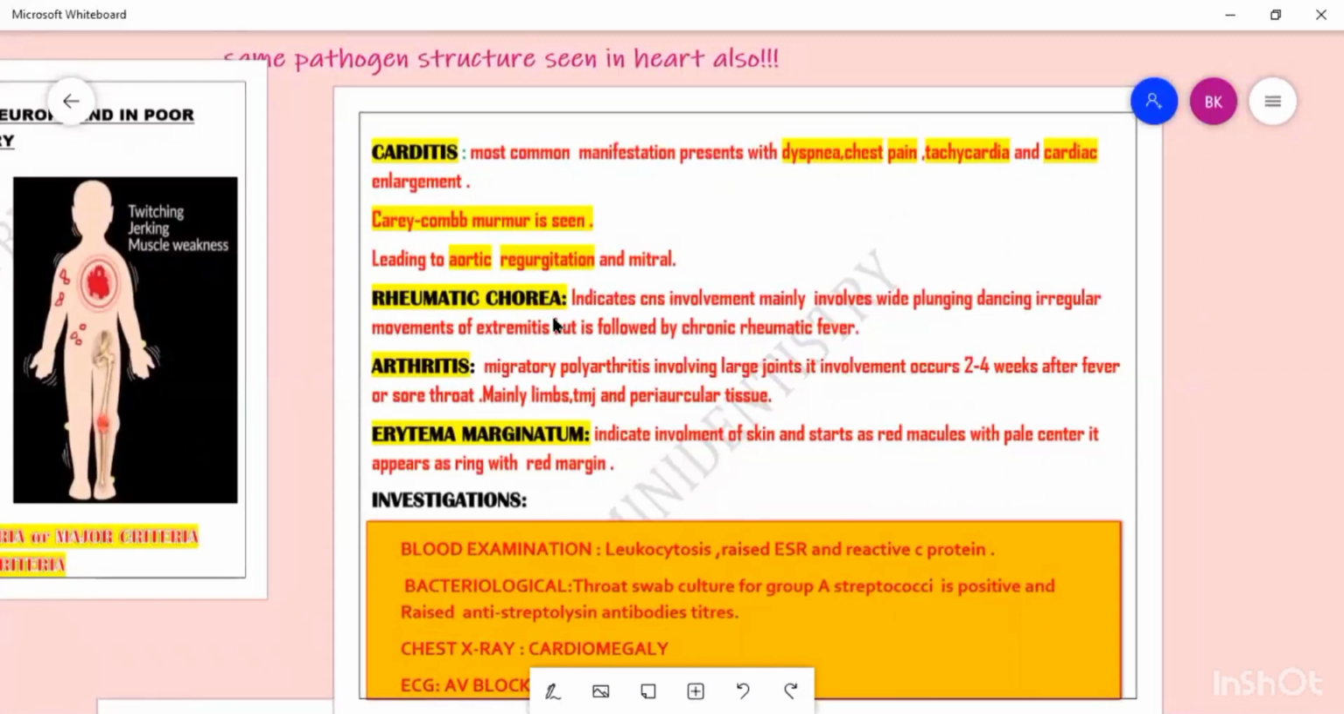Arthritis, migratory, you see, because it involves the joints. So there is a very famous saying that rheumatic fever is going to lick your joints and cause a lot of problems to your heart.